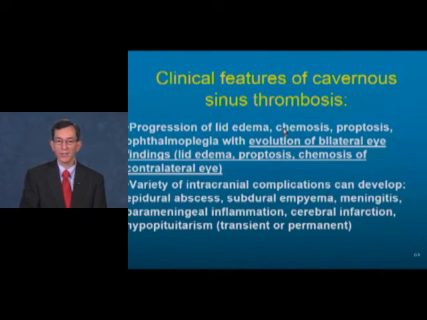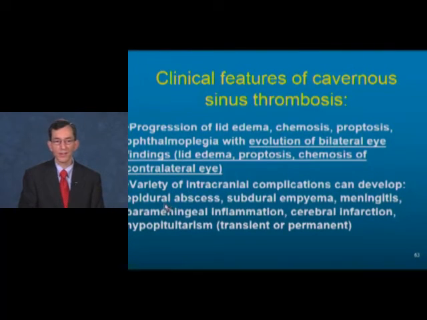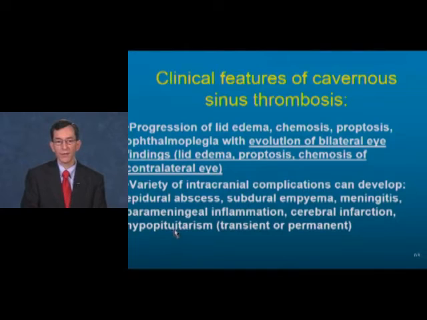And because of this strategic location, patients can develop a variety of life-threatening neurosurgical infections. They can develop an epidural abscess. They can develop a subdural empyema. They can have frank meningitis. They can have strokes because the penetrating vascular supply to the base of the brain comes off the circle of Willis right near these structures. And they can have transient or permanent damage to the pituitary.